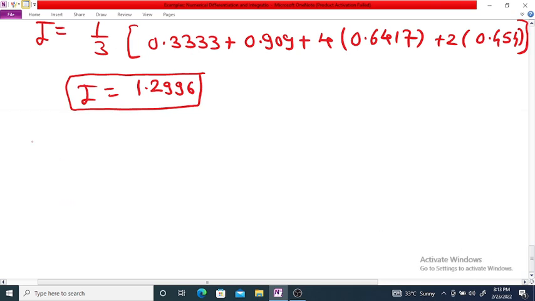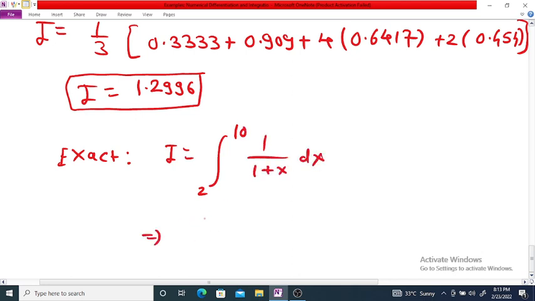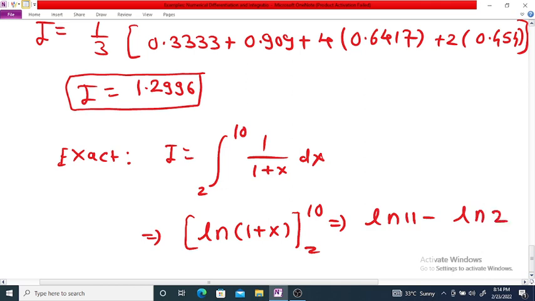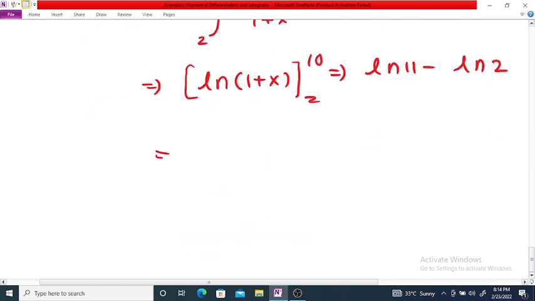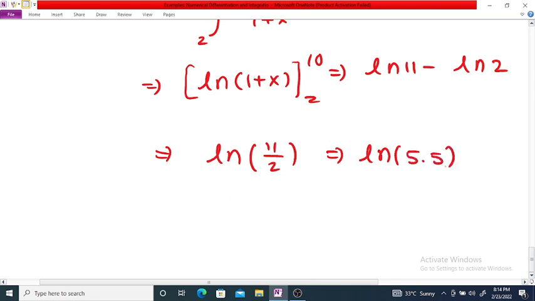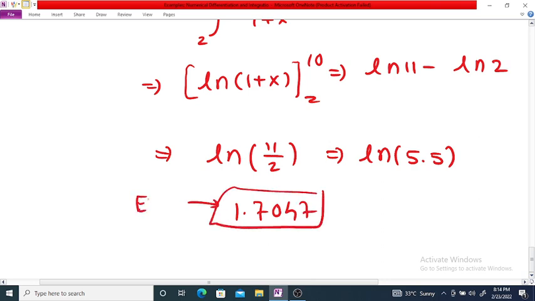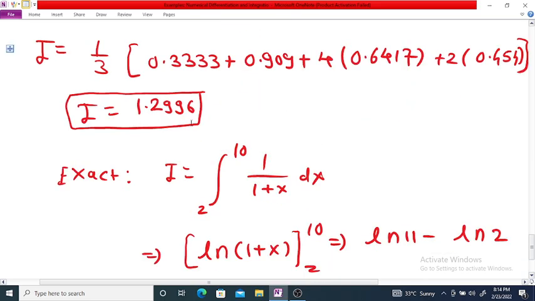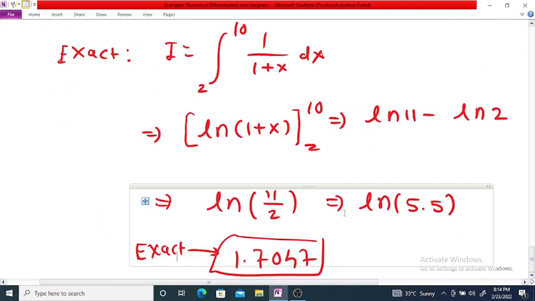You can also evaluate the exact value. So what is the exact value here? The given integration is I is equal to the integral from 2 to 10 of 1 divided by 1 plus x dx. So this is equal to ln of 1 plus x, with the limits from 2 to 10. If you substitute this, it is ln 11 minus ln 2, which is ln 11 by 2, which is ln 5.5. So ln 5.5 is equal to 1.7047. This is the exact value, 1.7047, and 1.2996 is the calculated value. 1.3078 is also a calculated value.